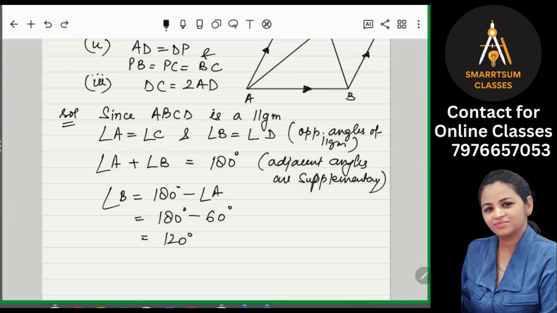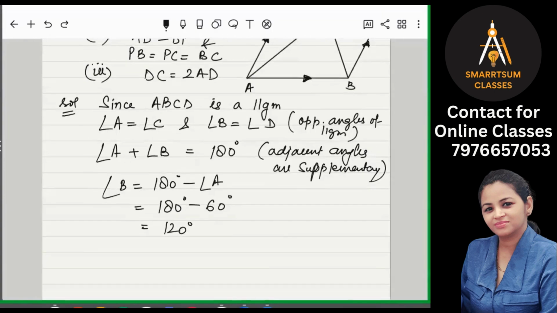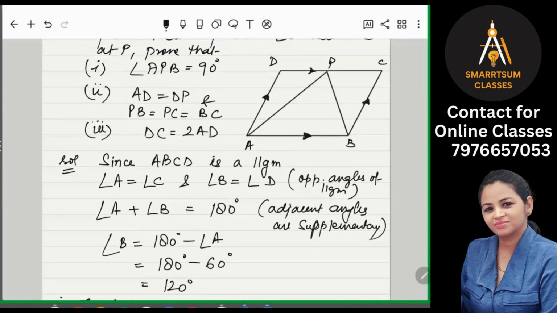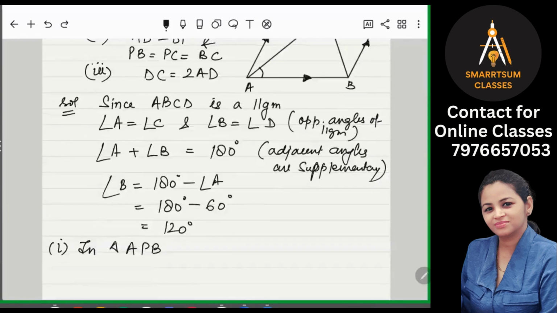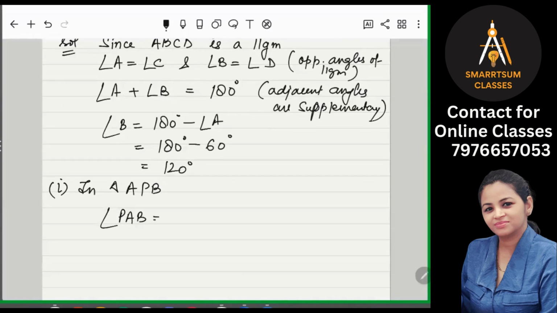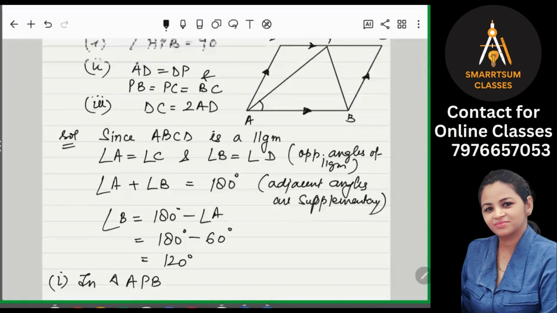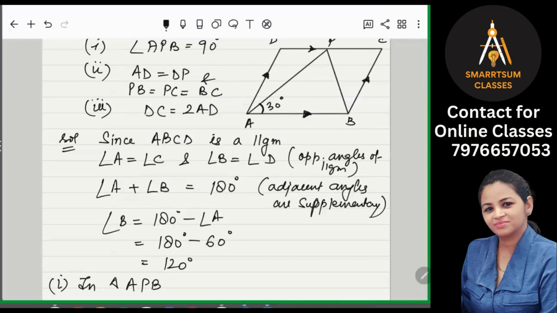Getting it? So now, if you look here in triangle APB, angle PAB, this angle, is half of angle A, because AP is the bisector of angle A. So can we write that angle PAB is half of angle A, that is 60 by 2, 30 degrees, since AP is the bisector of angle A. So angle PAB will be 30 degrees. ये 30 हो जाएगा. Getting that?